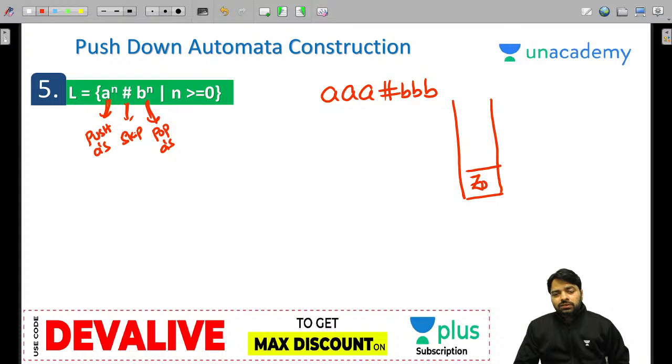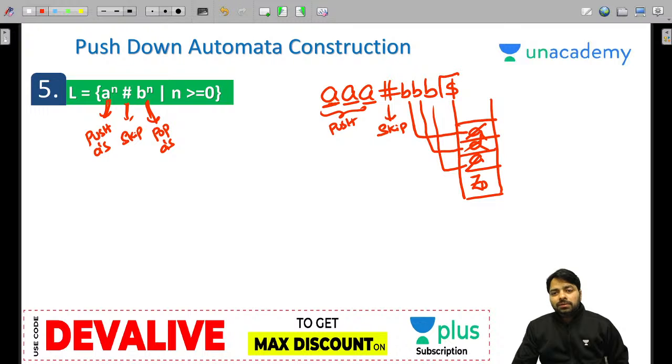So how do you do that? Z naught, and this A we push one by one, and hash just skip, and every B pops one A. Then when end of the input comes, only Z naught is left on the stack.